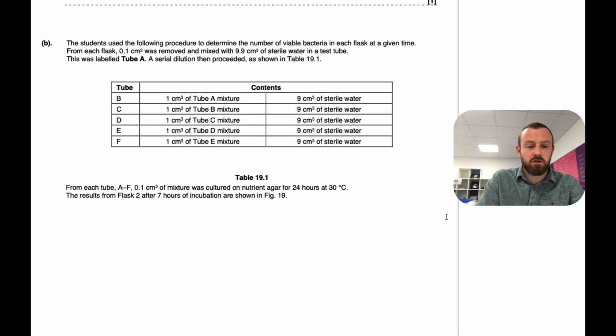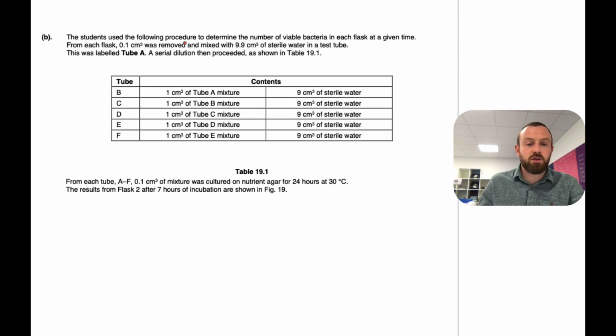Okay, so what do the students do? The students use the following procedure to determine the number of viable bacteria in each flask at a given time. From each flask, 0.1 centimeter cubed was removed and mixed with 9.9 centimeters of sterile water in a test tube. This tube was labeled A, and then the dilution goes as follows.